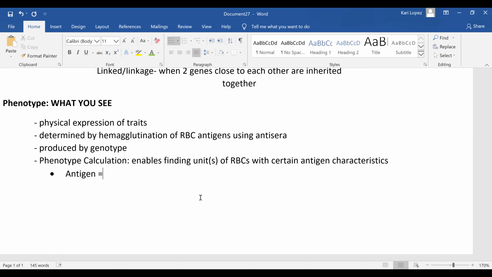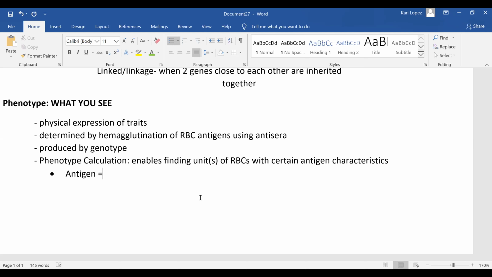Because what happens if a patient has antibodies and you give them donor blood that has antigens of the same kind that they have antibodies to? They're going to cross each other out, aren't they? They're going to attack each other. Yeah, they'll get a transfusion reaction.